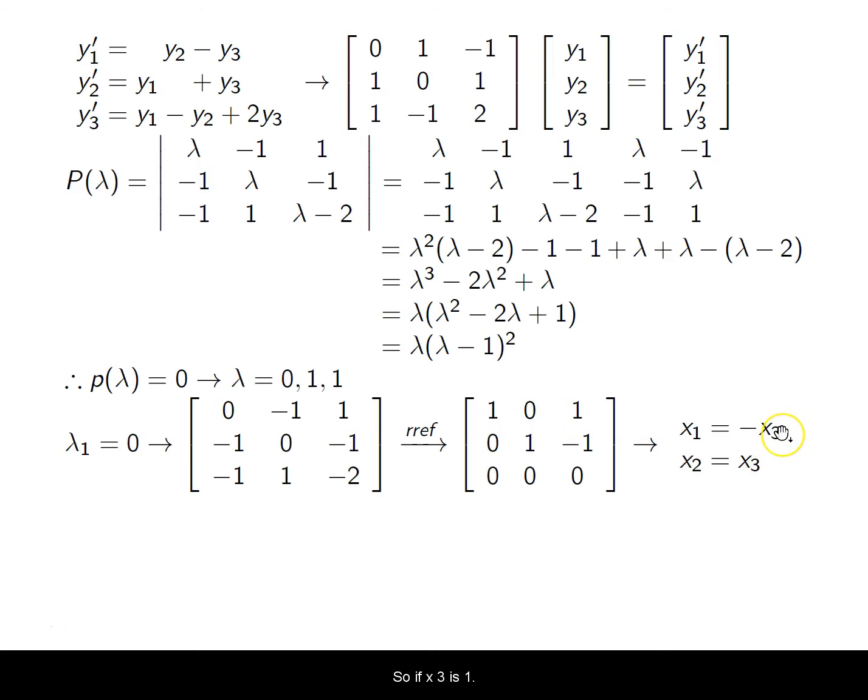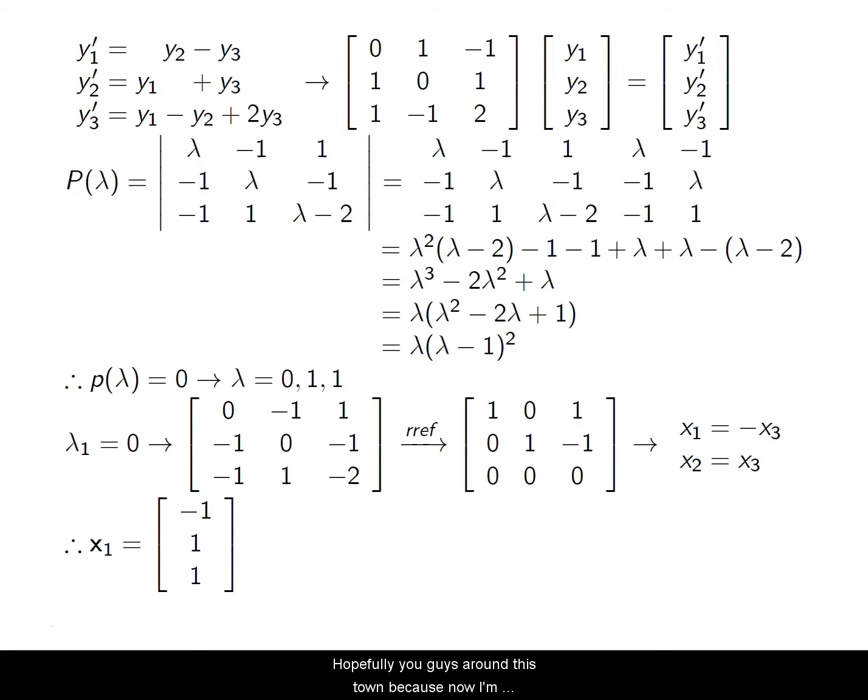So if x3 is 1, that means that I have x1 is -1, okay? If x3 is 1, then that means x2 is also 1. So that gives me my first vector, okay? -1, 1, and 1 when I choose x3 to equal 1, okay? If this is 1, x2 is 1. If this is 1, x1 is -1, right? So that's my first eigenvector, okay?